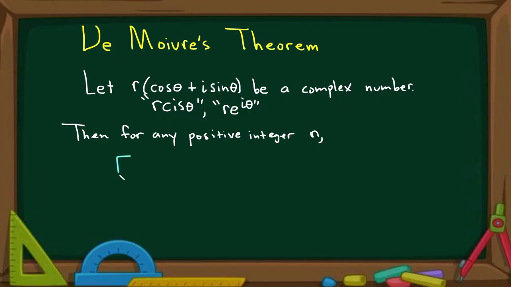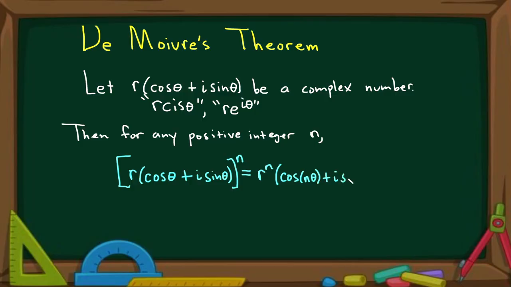The first one: bracket r cosine theta plus i sine theta, and then bracket. If you raise this to the nth power, you basically raise the r to the nth power, and then the n goes inside the trig functions like this, cosine of n theta plus i sine n theta. It's pretty cool. Really cool theorem, I think so. Really powerful. We'll do an example in a minute. It's actually really simple to use.